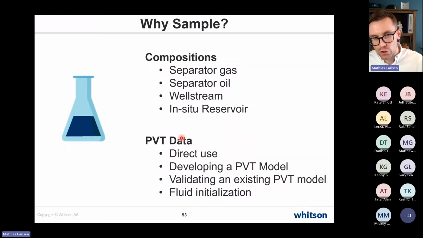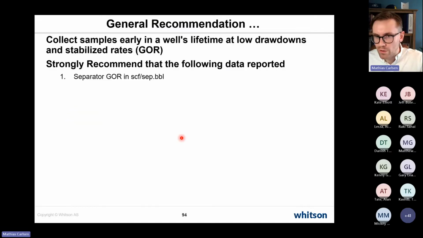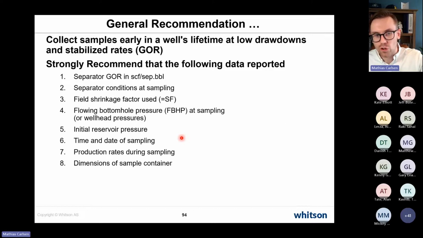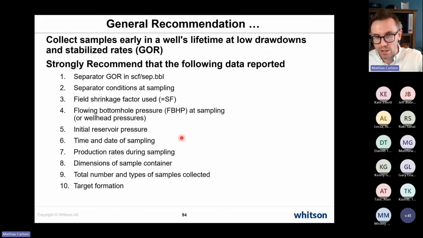And we would like to also use that PVT data to create an equation of state model or a PVT model. There are different types of models that we'll talk about later. When it comes to the sampling process in general, I'm not going to read this out for you, but this is going to be a reference for later. This is just some general guidelines that you can use.